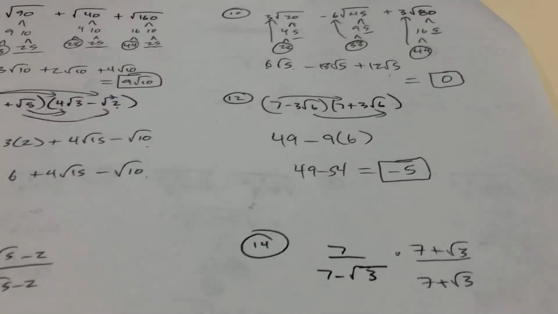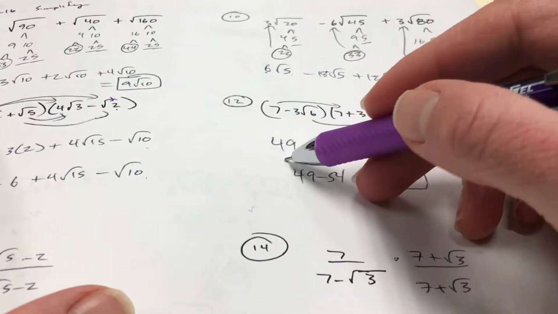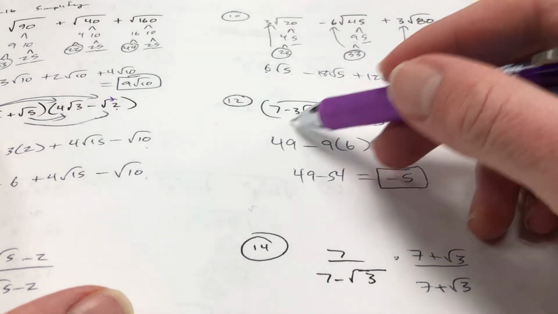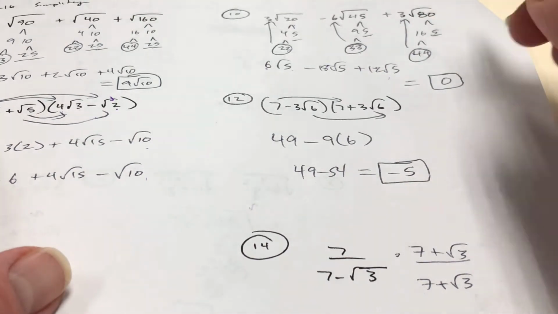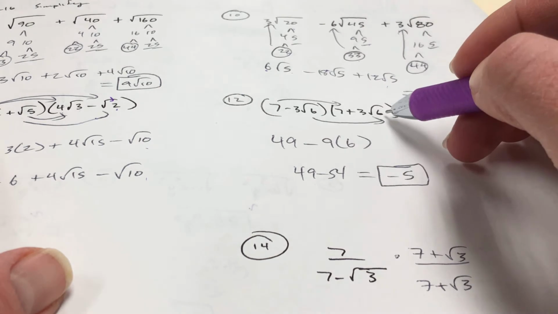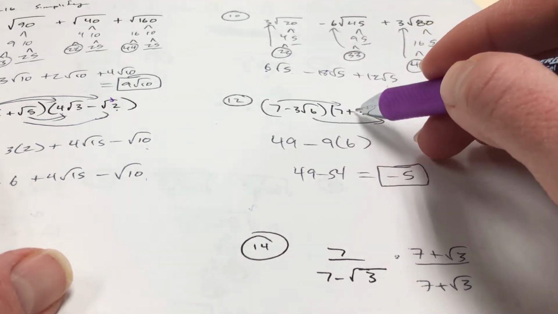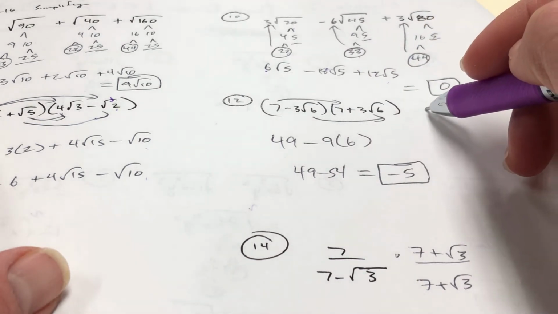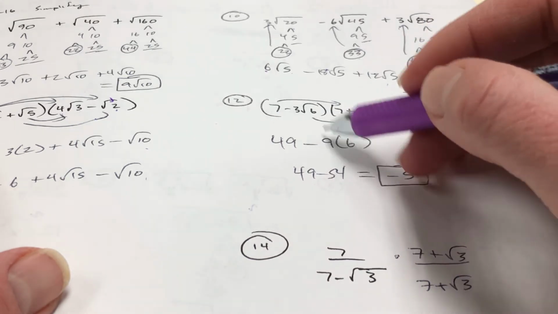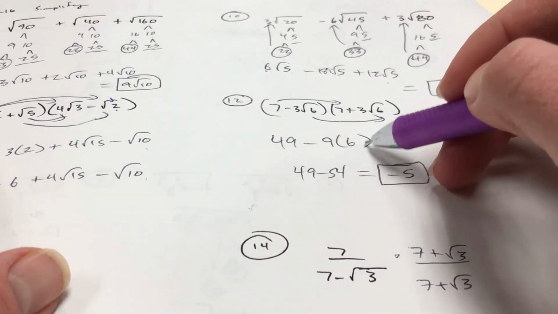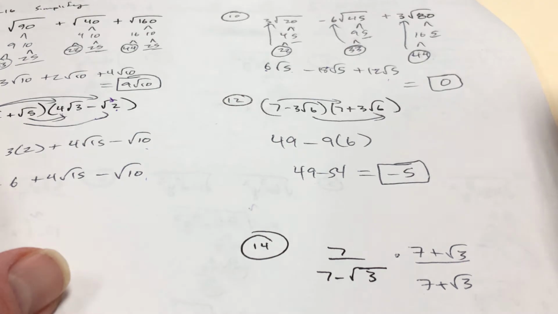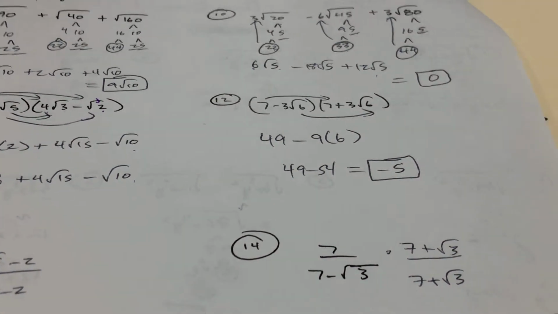7 times 7 is 49 minus. Again, you have conjugates, so you just need to do the first and last part of FOIL. 7, 7, 3 root 6, 3 root 6. Negative sign, positive sign, opposite sign, same two terms. 3 times 3 is 9. Root 6 times root 6 is 6. 49 minus 54 is a negative 5.